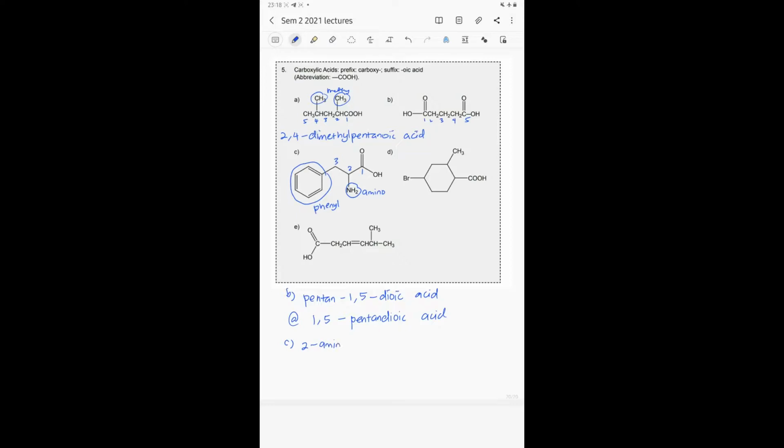So for C, the name will be 2-amino, 3-phenyl, 3 carbons, propanoic acid.